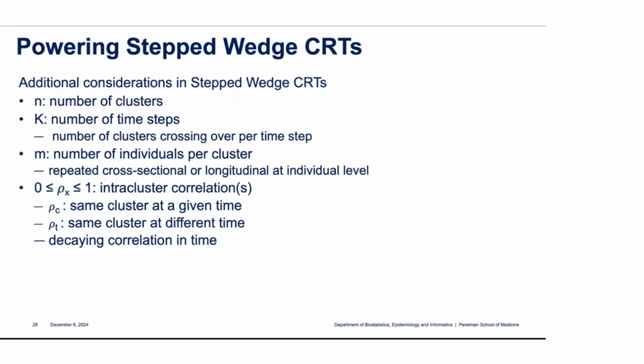So then thinking about stepped wedge cluster randomized trials, there's even more parameters to consider. We have the number of time steps and the number of clusters crossing over per time step, the number of individuals per cluster. And because that's longitudinal, we now have to think about whether the individuals per cluster are participating in the study in a cross-sectional, repeated cross-sectional, or in a longitudinal fashion. So are we assessing the same individuals at each time within each cluster, or are we getting different individuals that are nested within each cluster at each time of assessment? And that is going to have very big implications on our power and the amount of data that we need to collect.